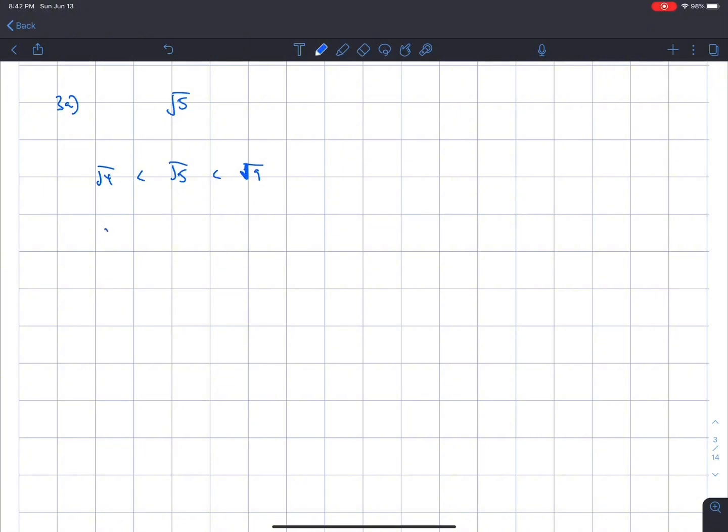We know that the square root of 4 is 2 and the square root of 9 is 3. And of course, 4 is much closer to 5 compared to 9, right? So this is only 1 away and this is 4 away. So the closest integer here is going to be 2.